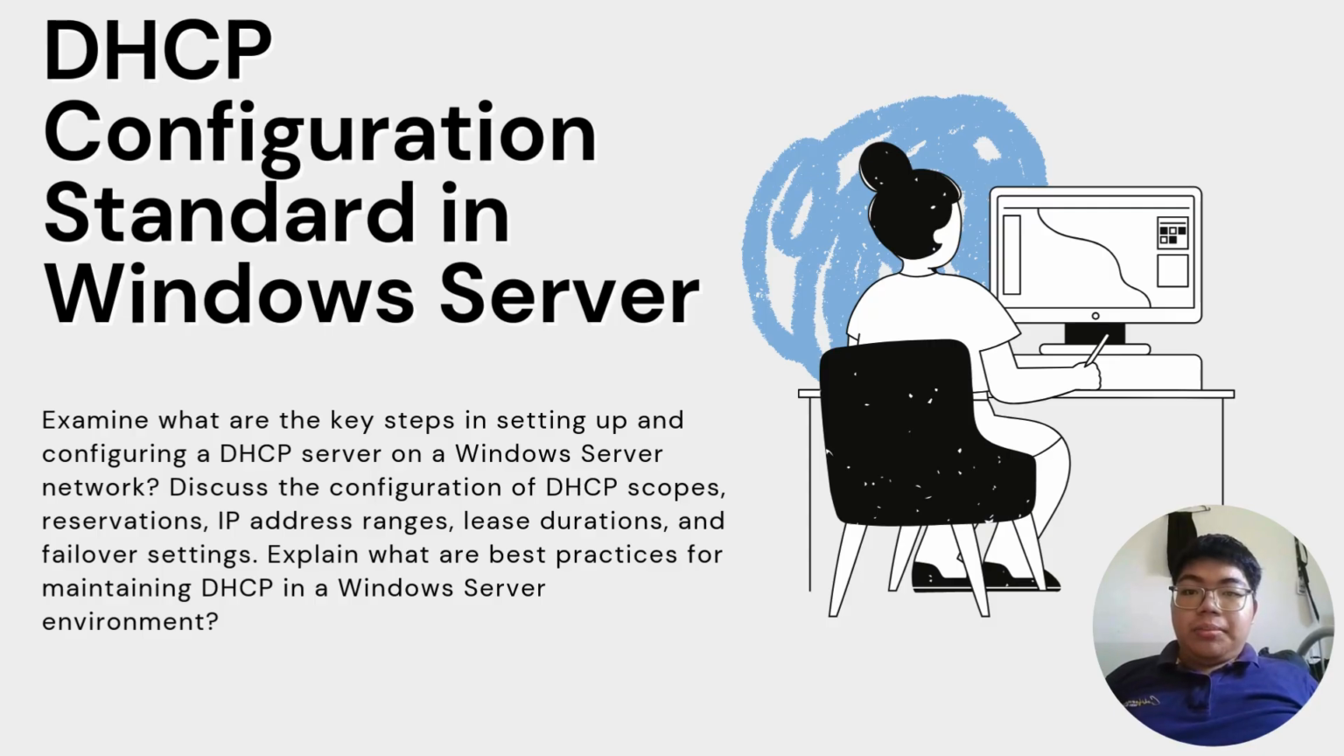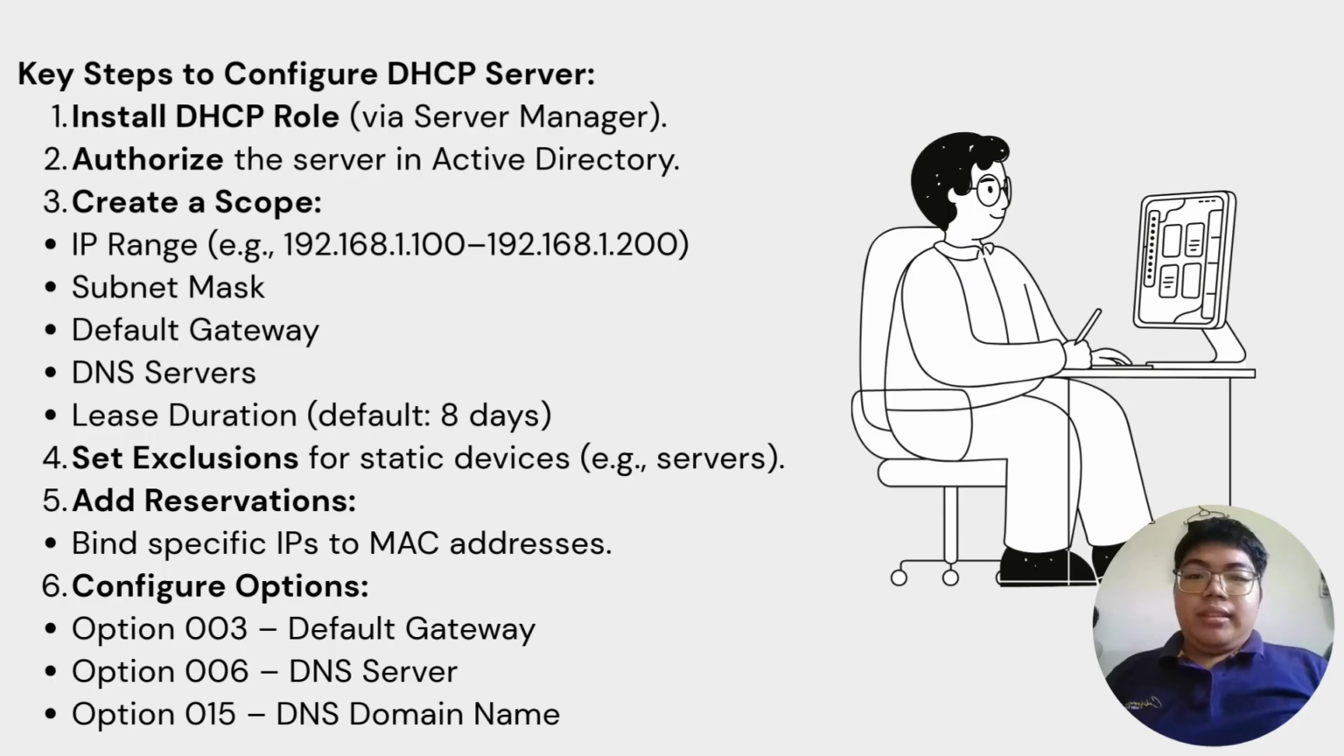The next question is DHCP configuration in Windows Server. Examine the key steps in setting up and configuring a DHCP server on a Windows Server network. Discuss the configuration of DHCP scope, reservation, IP address range, lease duration, and failover settings. Explain the best practices for maintaining DHCP in a Windows Server environment. These are the key steps to configure a DHCP server.